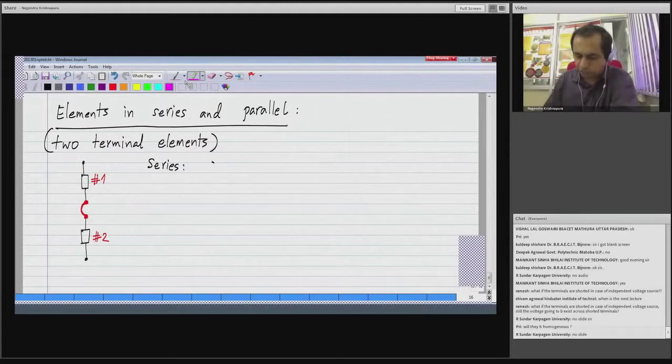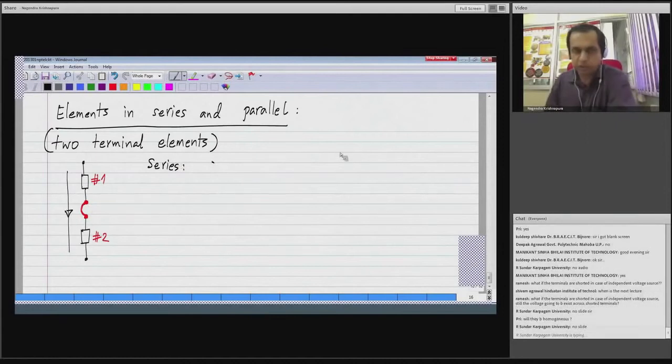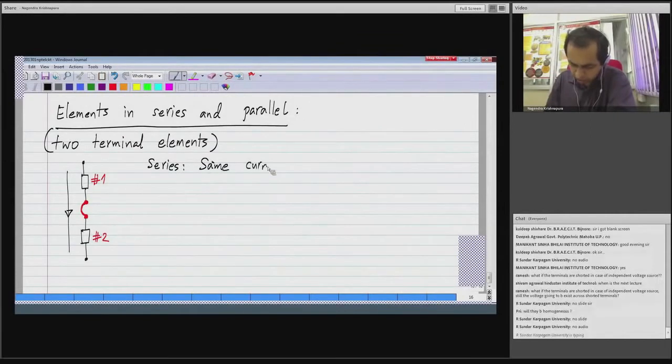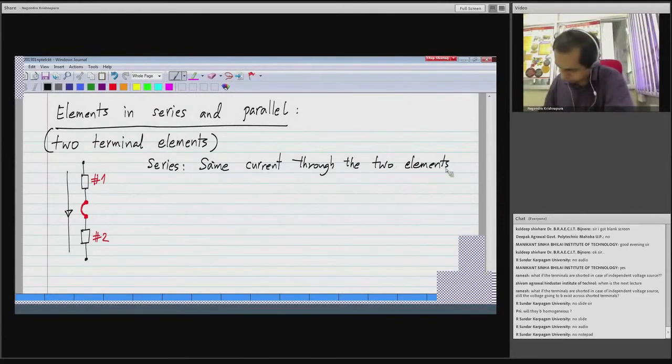Now, what this enforces by Kirchhoff's current law is that the same current is flowing through the two elements. So, a feature of series connection is that the same current flows through the two elements.